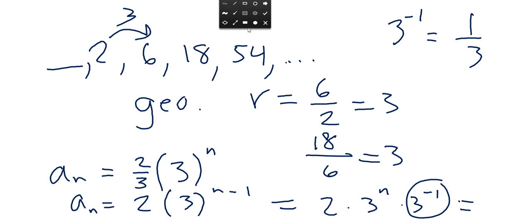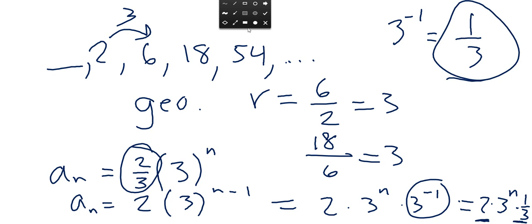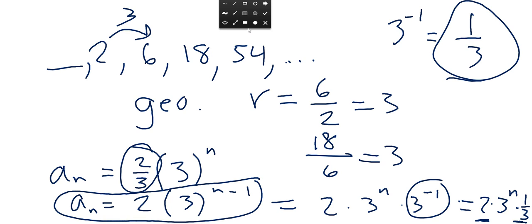So we have 2 times 3 to the n times 1/3. And 2 times 1/3 is 2/3. That would be this one. So you can just use your reliable, old faithful formula if you want for the geometric.